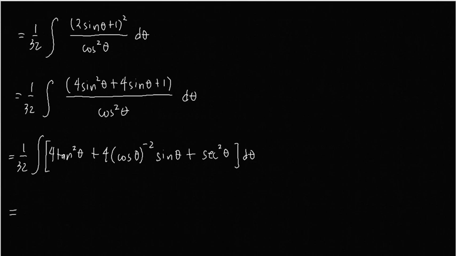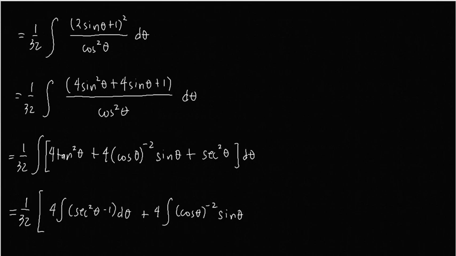Alright, so splitting this into forms of 3 integrals, you have 1 over 32 times the quantity 4 integral of tangent squared of theta, and take note that tangent squared of theta is equal to secant squared of theta minus 1 d theta, plus 4 integral of cosine of theta raised to negative 2 sine of theta d theta, plus the integral of secant squared of theta d theta.